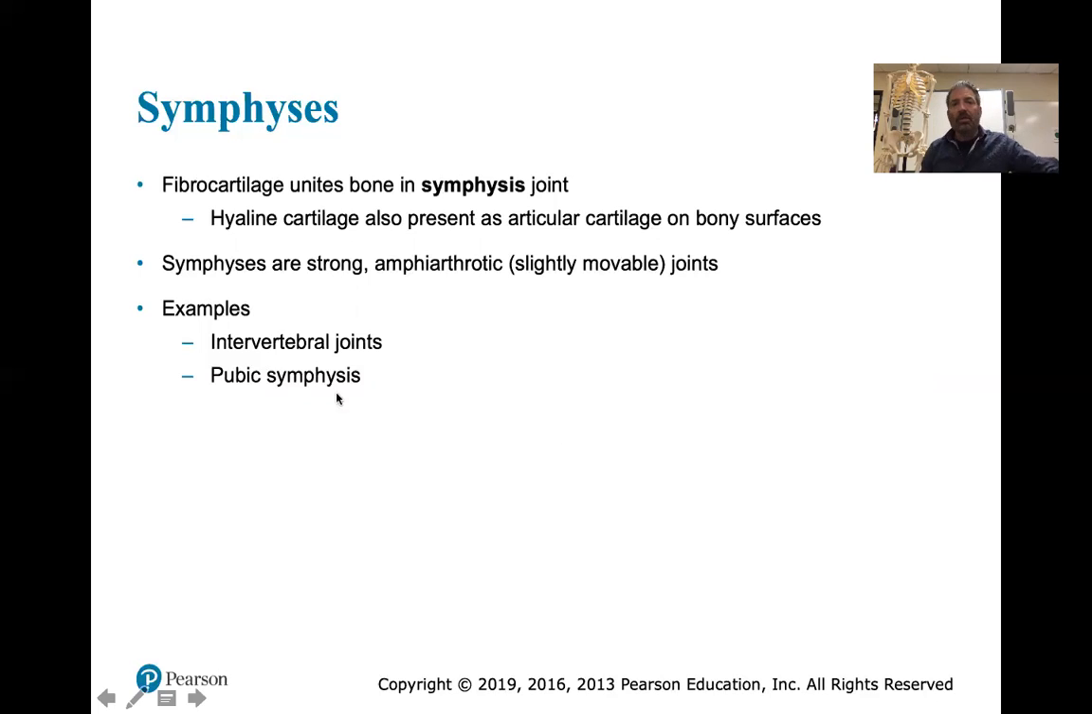Okay. Examples would be intervertebral joints and the pubic symphysis. All right. So I found this little guy here. So these intervertebral joints, all right, these really don't move. They might move forward and back. There's slight movement but we don't want them moving a whole lot, obviously. And then the pubic symphysis, right? So this glides, slight motion here.